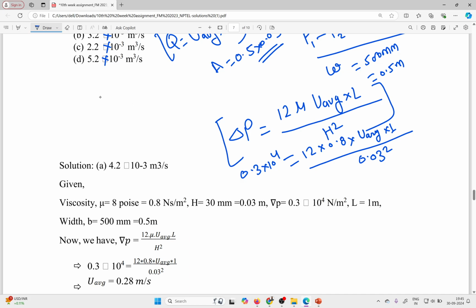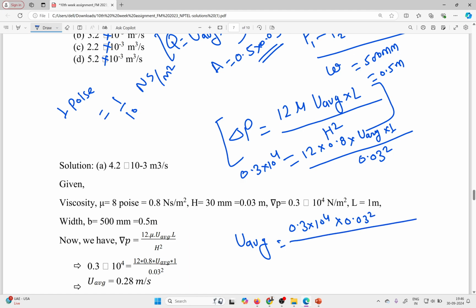8 poise is given. When you convert to Newton second per meter square, 1 poise is 1 by 10 of Newton second per meter square. So we divide by 10, it will become 0.8. So from here, U average is 0.3 into 10 to the power 4 into 0.03 square divided by 12 into 0.8 into 1. It will be 0.28 meter per second.